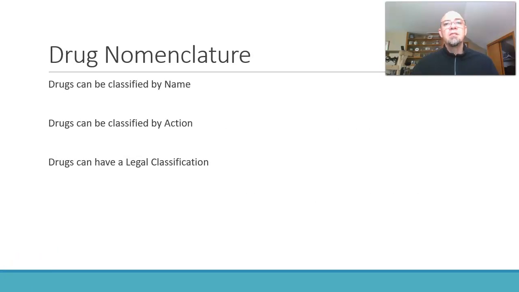Now, there are a lot of drugs out there. There are a lot of substances that we know will elicit a response within a living system. So there are different ways to classify these drugs. We can classify these drugs by their name, and there are different kinds of names that you need to be aware of. We can classify a drug based on its action. What does it elicit? What does it do to the person's body? And then we can also classify drugs based on their legal classification. And we'll talk more about that as we get further down the road.